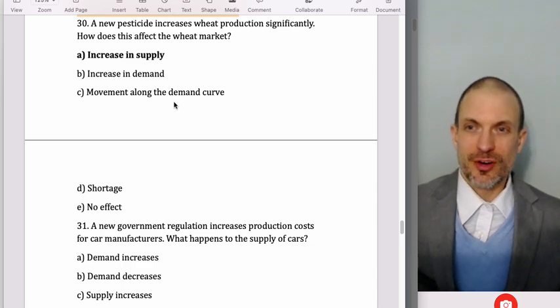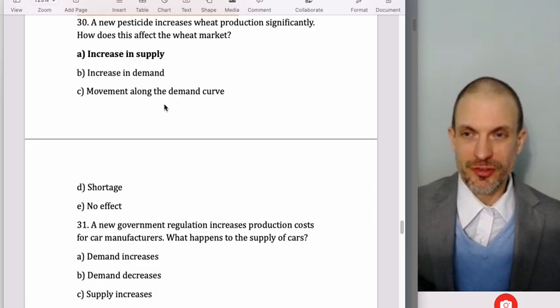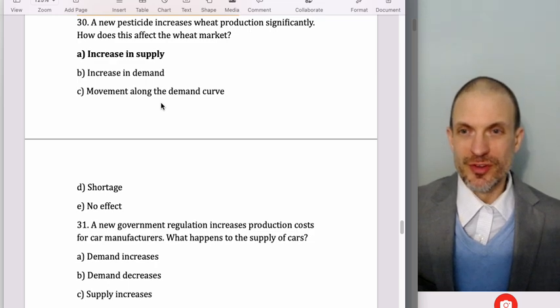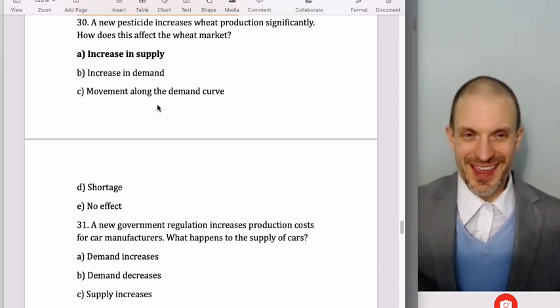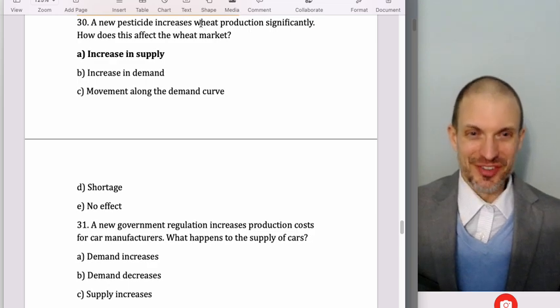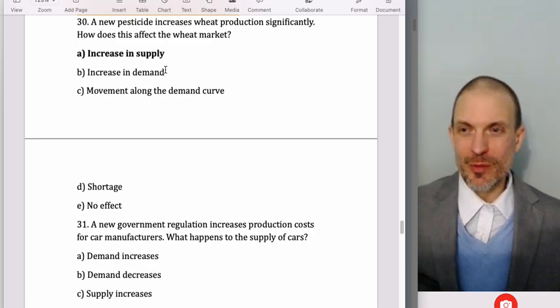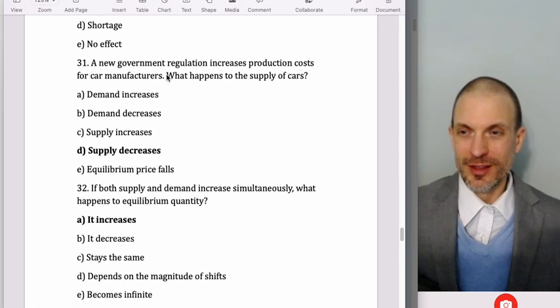New pesticide increases wheat production significantly. How does this affect the wheat market? Well, it says we've got an increase in wheat production, so it's definitely going to be an increase in supply. So a rightward shift of supply, it's kind of like flooding the market.